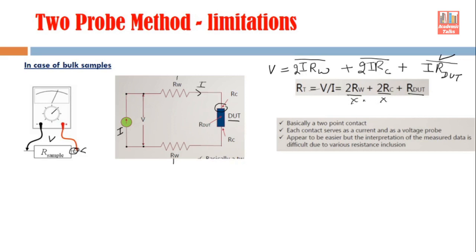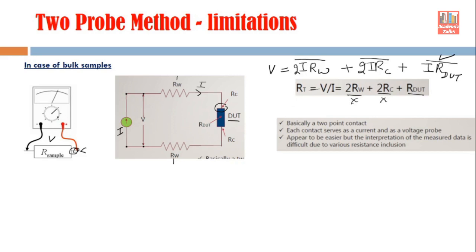Because what we are assuming is that the voltage being measured with the help of this multimeter or voltmeter is the voltage appearing across the device under test. So if we use this RT in the calculation of resistivity, we will definitely get a wrong value of resistivity, right?